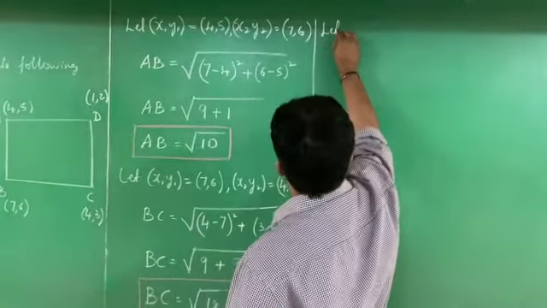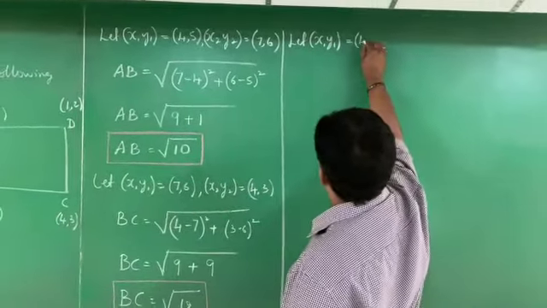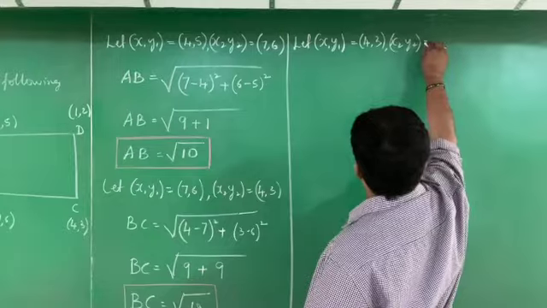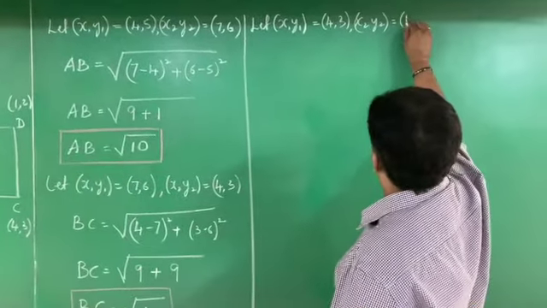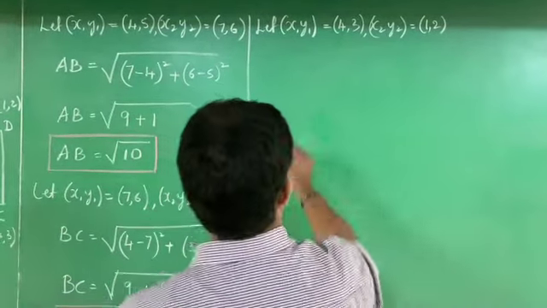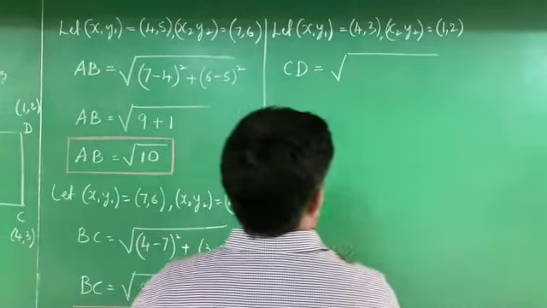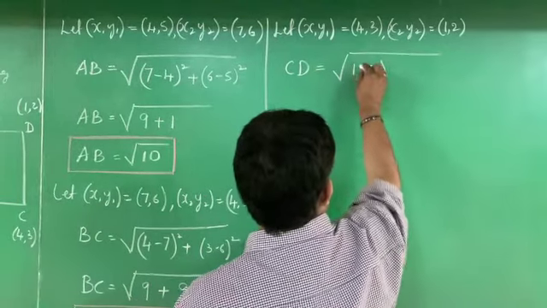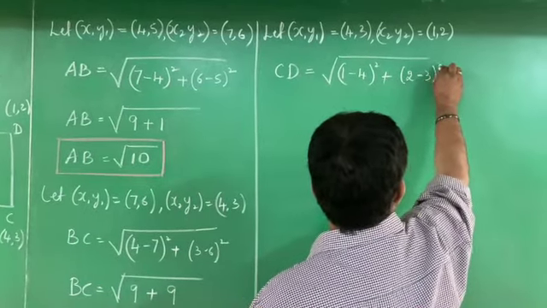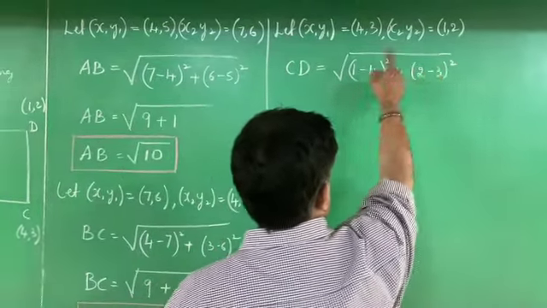Let x1, y1 is equal to 4, 3, and x2, y2 is equal to 1, 2. Now I am finding the length of CD. CD is equal to square root of 1 minus 4 whole square plus 2 minus 3 whole square.